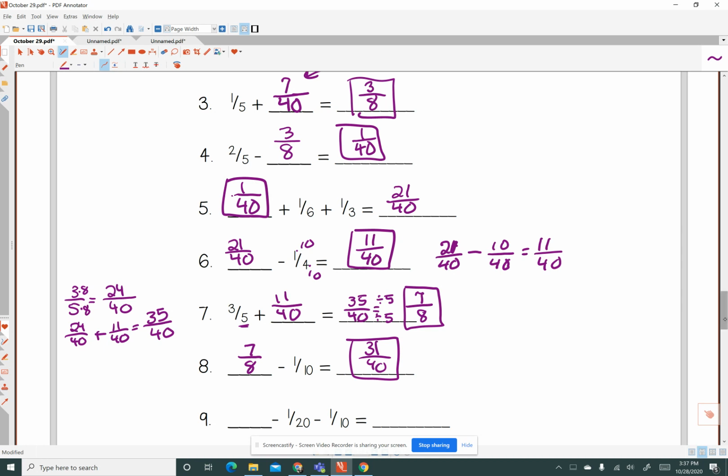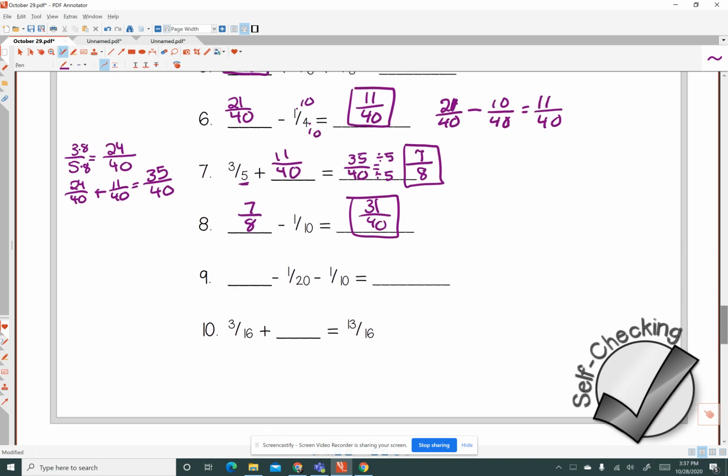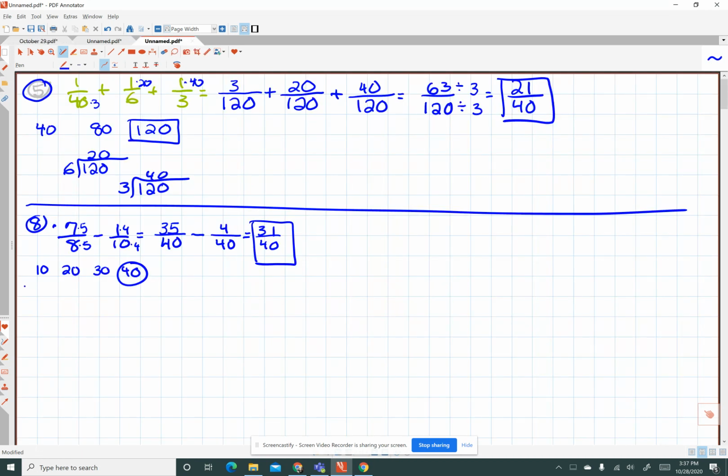Okay, let's do the next one. Let's do 9 and 10. So 31/40 will go right here. And I think we're going to need more paper for that as well. So we'll go here. This is number 9.